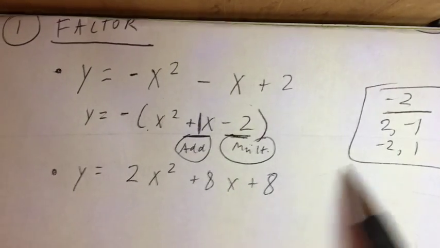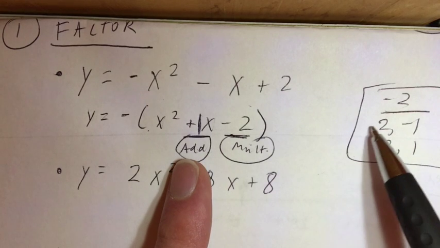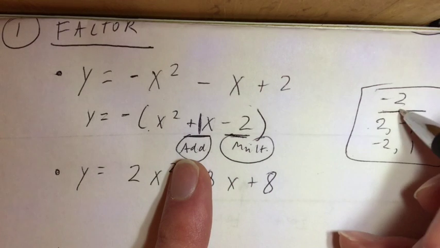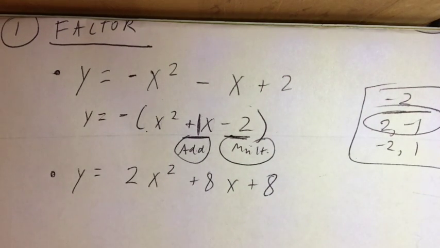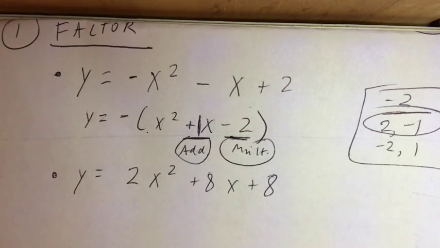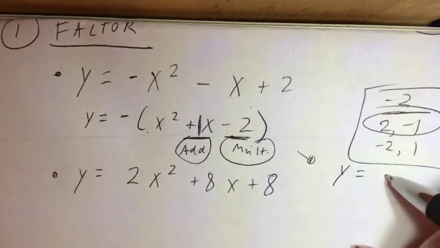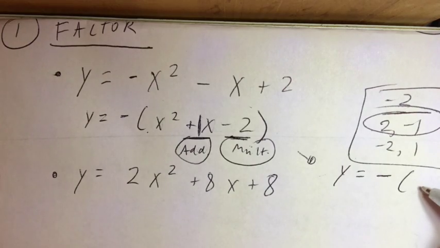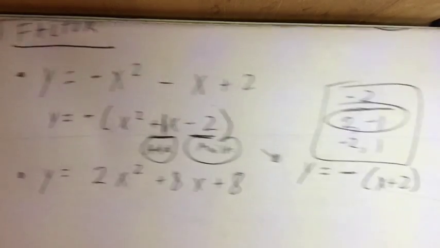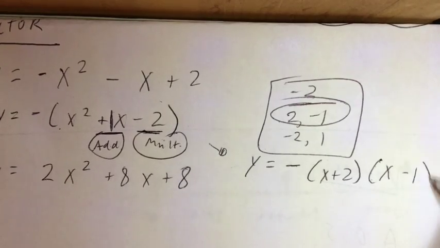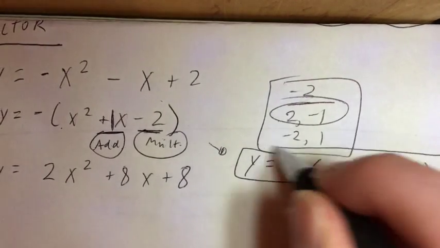Now, which of those can add to get me +1? 2 plus -1, or 2 minus 1, gives me +1, so this is the one I'm going to choose. Again, if you're having trouble, look back in my videos and try to find something more specific. If you're still having trouble with factoring, by all means look through it, okay? So we write this off to the side: y equals, don't forget your negative out front. We said +2, so we have x plus 2 in one set of parentheses, and in the other set, you said -1, so x minus 1. That's how we factor these.